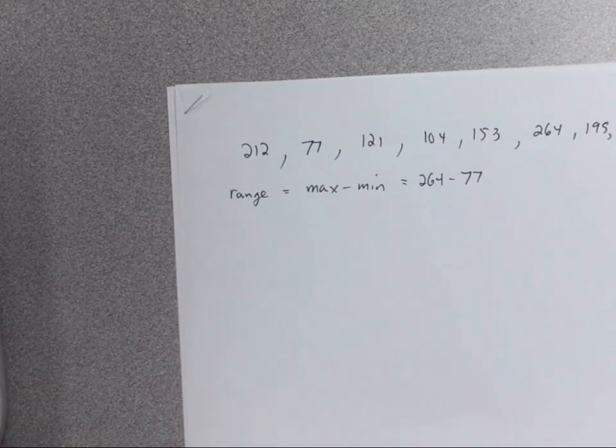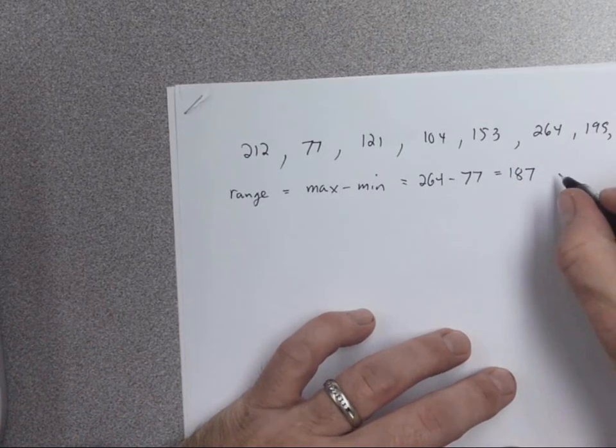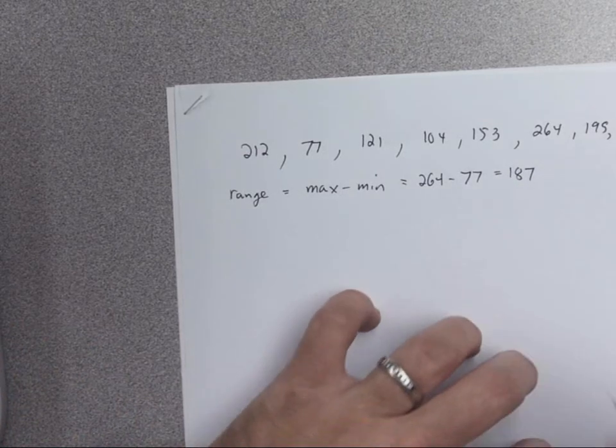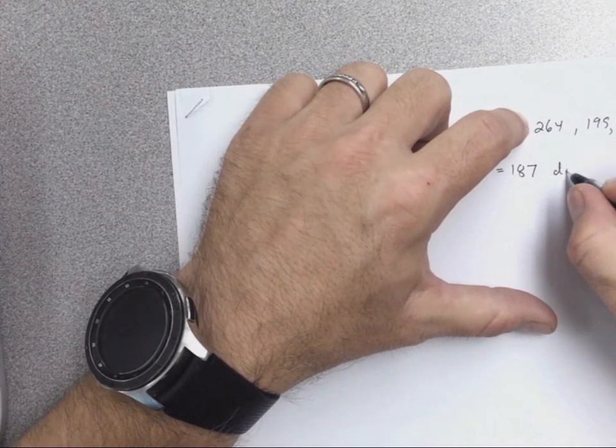I have a hard time looking at them too, so I usually have to go back. So 264 minus 77. I get 187. Don't forget the units. What are the units? That's a good question. What are we talking about here? Oh, this is dollars. Okay, so I'm just going to write dollars here.